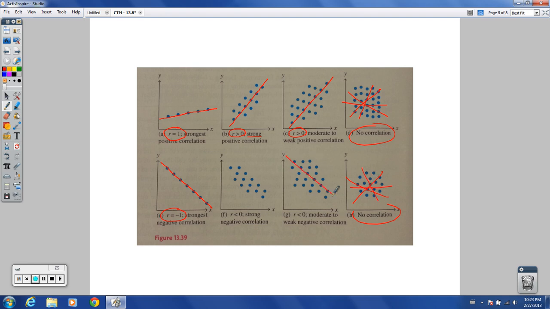But here, yes, it's generally trending negative. Here it's a lot stronger negative. It should be down there a little bit more, I would say. But that's generally what's going on. So these are all negative correlations. Here, here, and here, these are all positive, and then these two, no correlation.